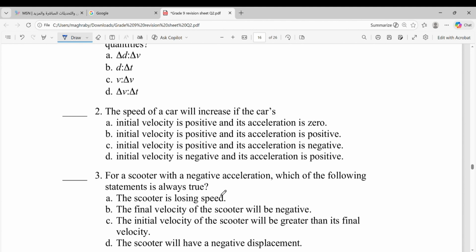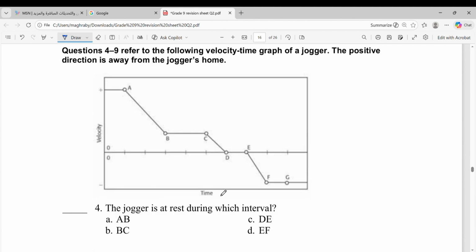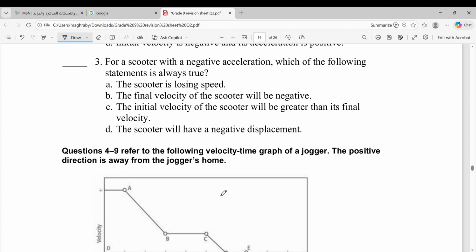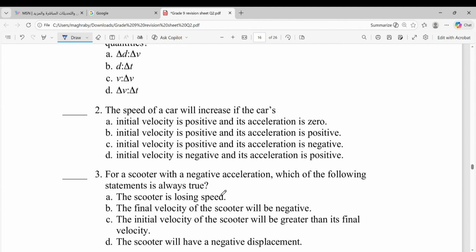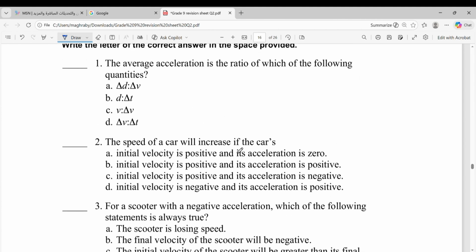Okay. I'm going to take some questions, not all of this quiz. Like what? The speed of the car will increase. It will increase if we get a final sign positive. So here positive and 0. And this one positive and positive. So positive and positive, so the speed increases.